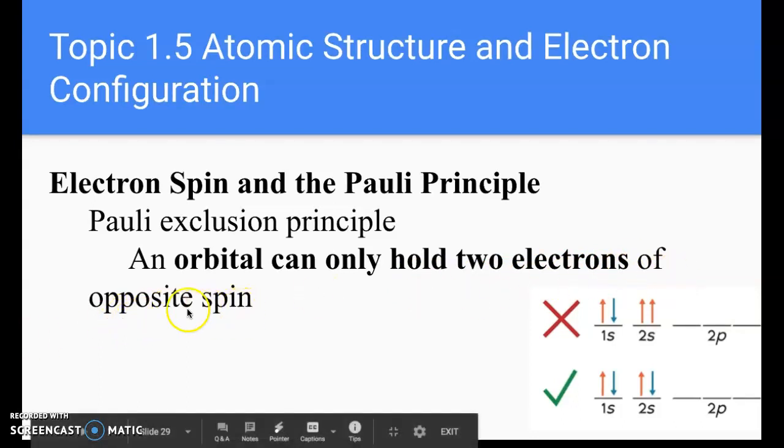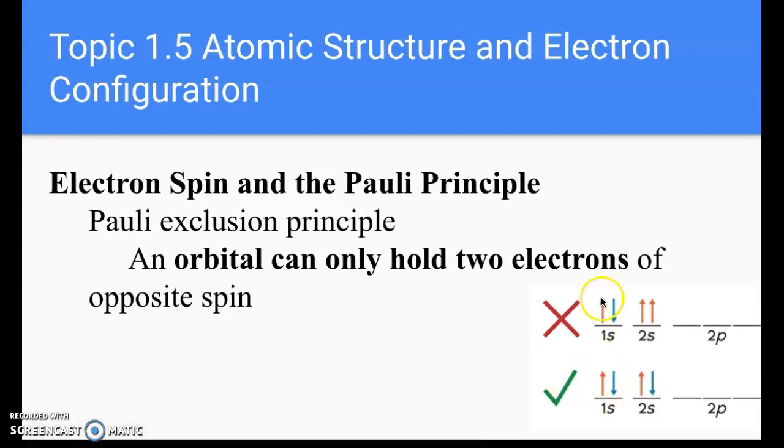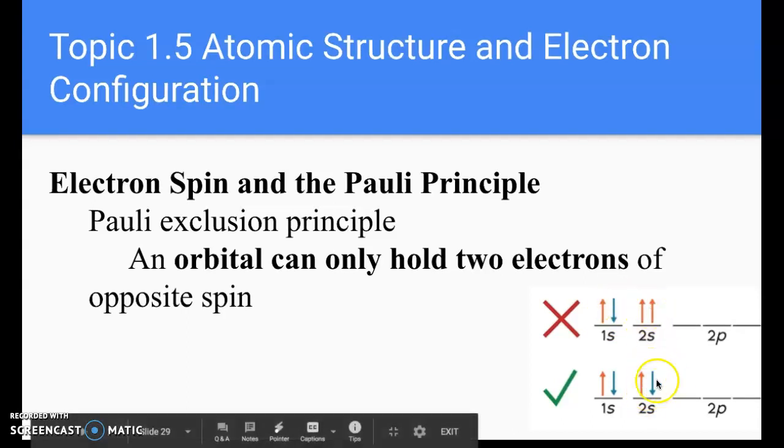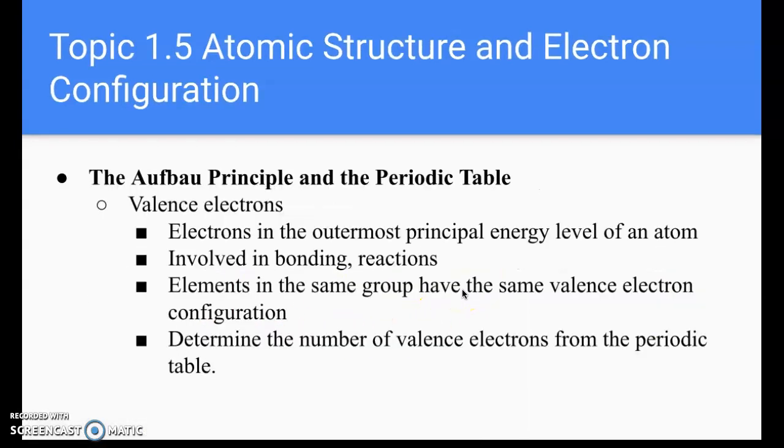Now it also says here opposite spin. That's not really a big deal, but we'll see this when we do the orbital diagrams at the end. The spin is represented by the direction of the arrow. If you have an up arrow and a down arrow, that shows those electrons are spinning in opposite directions, one clockwise, one counterclockwise. So you always want one of each in each orbital, and you don't want 2 pointing in the same direction. But anyway, an orbital can only hold 2 electrons.